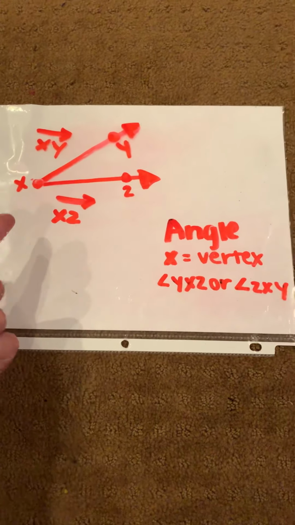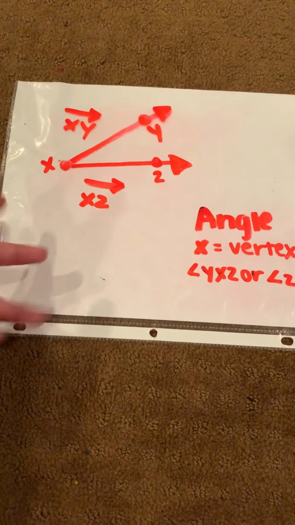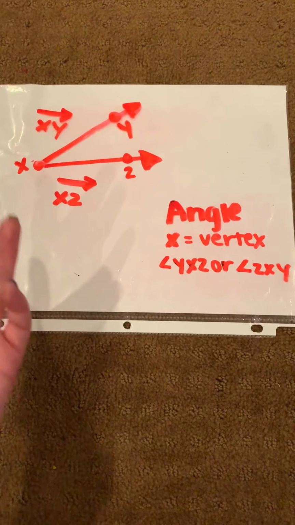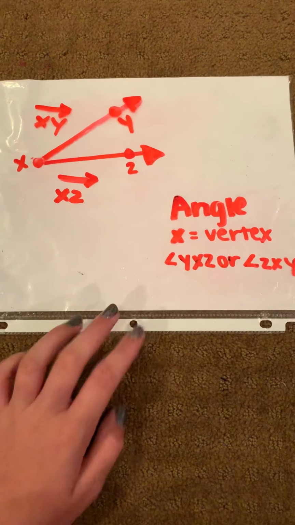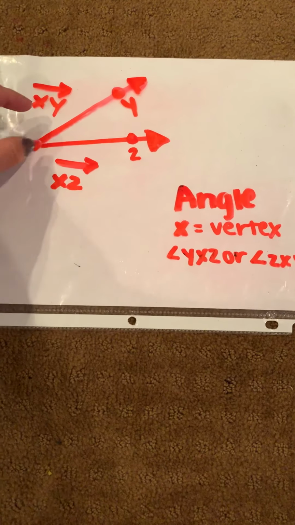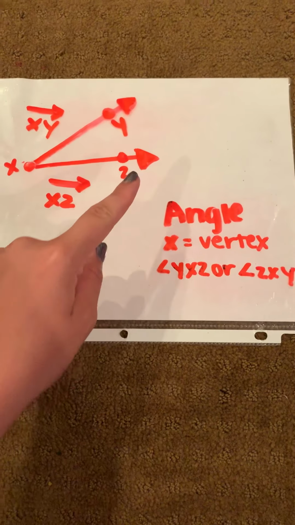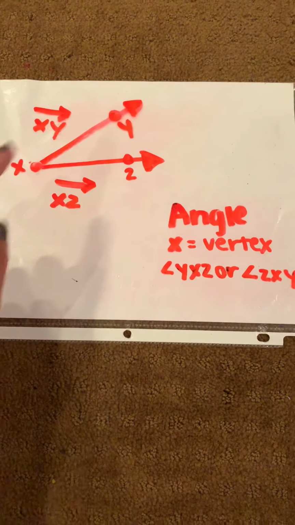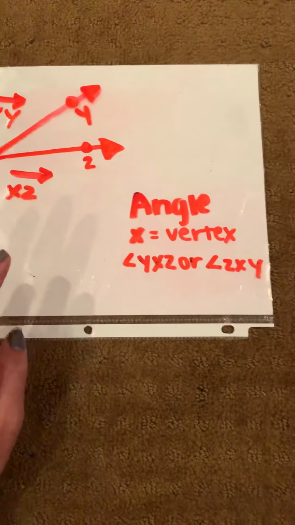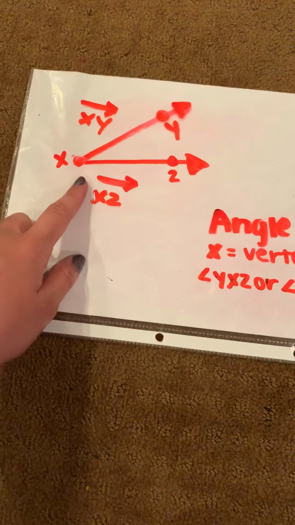So if we were to label this angle, you'd be like, oh, well, why wouldn't we just label it x, because that's what falls in between here. But how we would actually label it is either yxz to specify that we're talking about right here, or we would label it the other way, zxy. So we're talking about this angle, but we have to specify using the three letters rather than just the one in the middle.